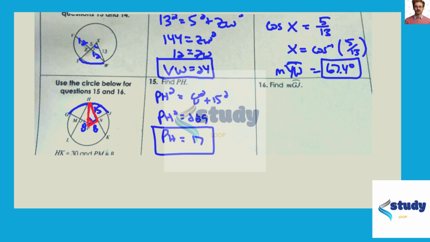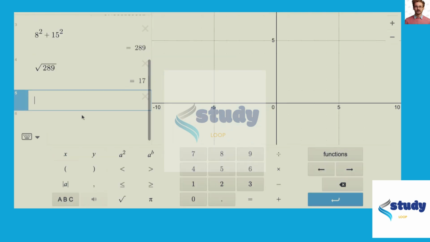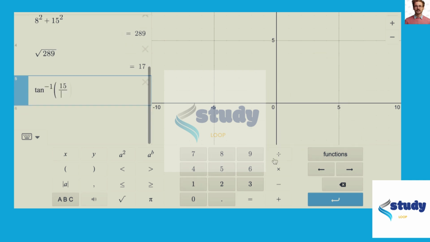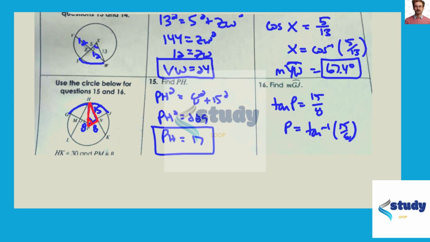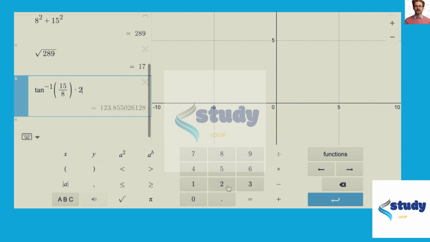We know all parts, but I'll use tangent, opposite over adjacent, because it would be true that the tangent of angle P would be equal to 15 over 8. So angle P would be the inverse tangent of 15/8. And the inverse tangent of 15/8 is 61.9 degrees, which would then be doubled to find the measure of the arc because this is only half of that arc. And so that would be 123.9 degrees.